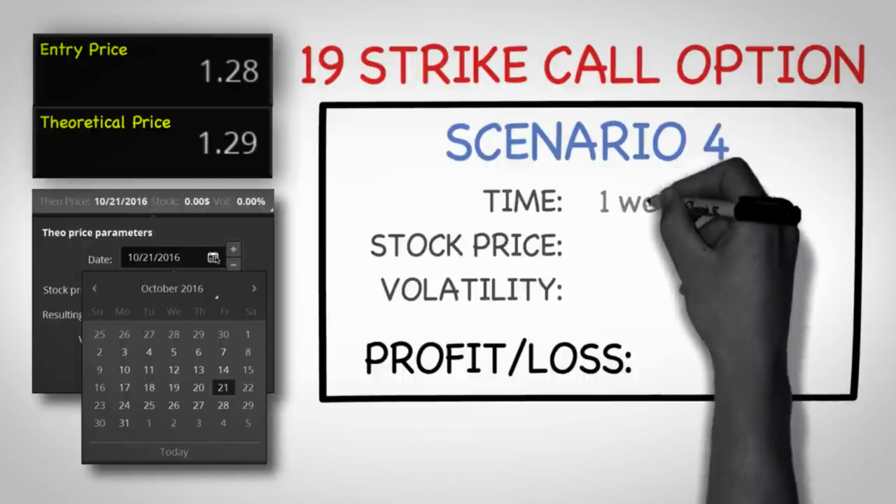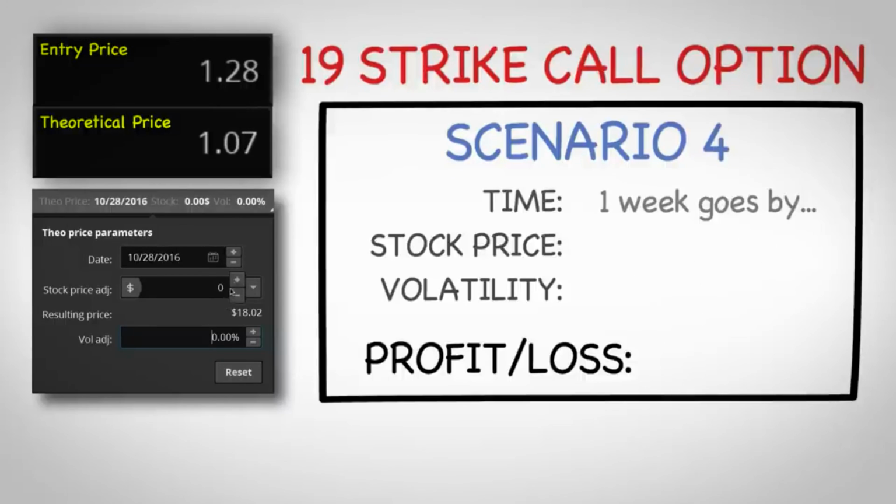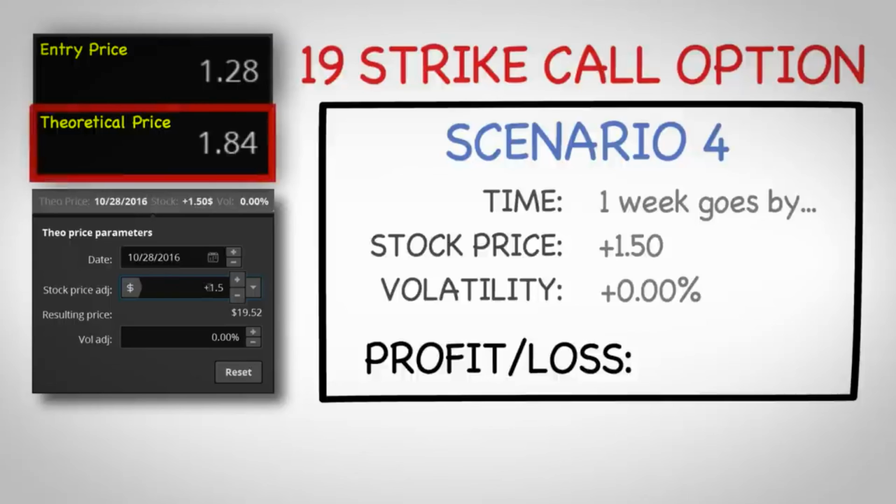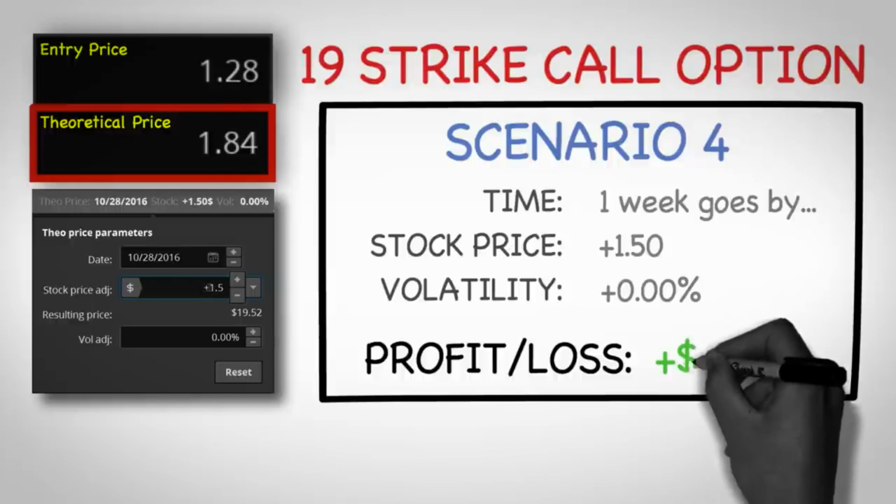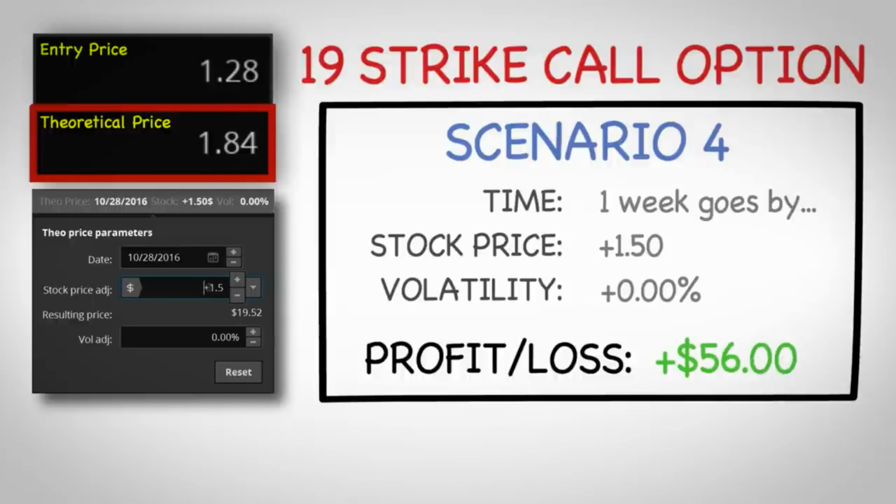So in this scenario, let's say that just 1 week has gone by, and the stock's price has risen by $1.50 per share. You can see that the price of this option we own is now at $184. So that means we've turned our $128 into $184 for a profit of $56 on the trade. In this scenario, the stock's price went up quite a bit, and time decay, well, it hurt us, of course. It's always going to hurt us if we are buying options, but it didn't hurt us that much. So we were still able to make a pretty nice profit.